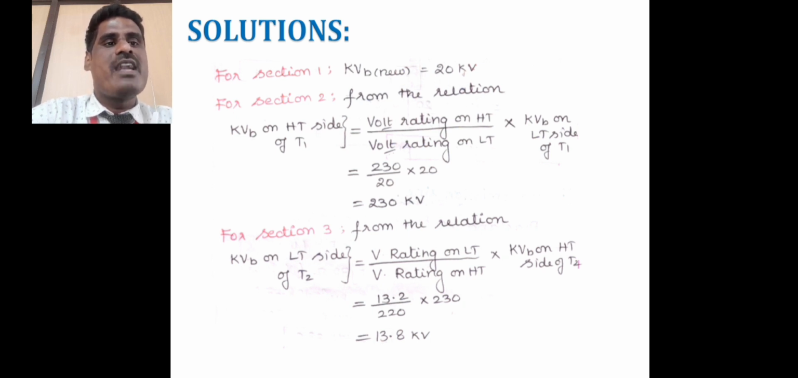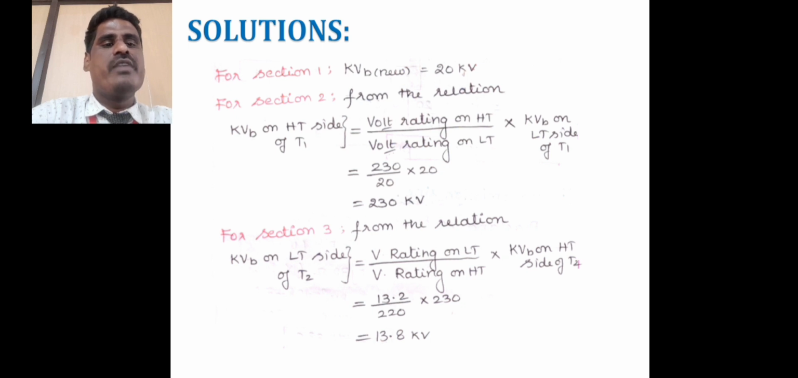So, the same value is written on the HT side of T1. So, kVb on LT side of T1 value is 20. So, 230 divided by 20 into 20 equal to 230 kV. So, kVb on HT side of T1 is 230 kV.